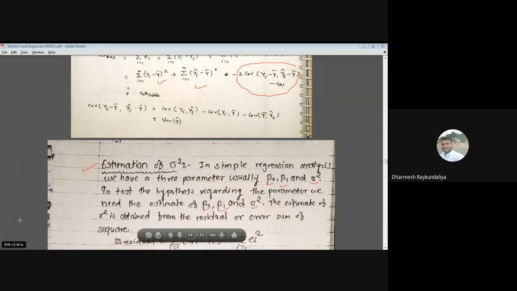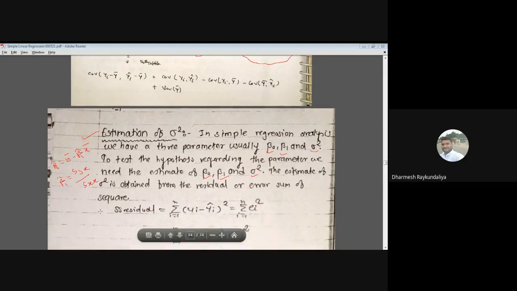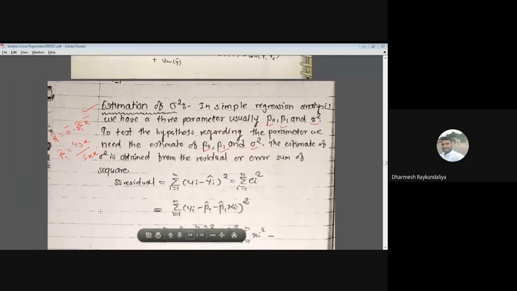Beta 0 estimate we have obtained. What is that? It is y bar minus beta 1 cap x bar. What is the estimate of beta 1 cap? It is Sxy upon Sx square. Okay, this we obtained. Now we wish to find out the estimate of sigma square, and it is obtained by using the residuals or error sum of squares.